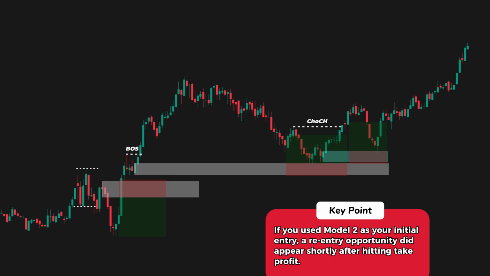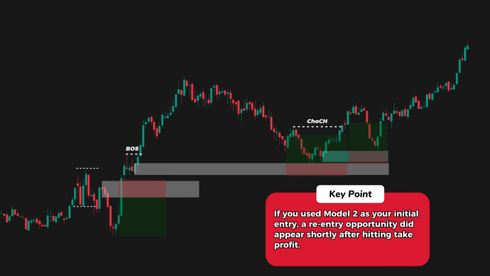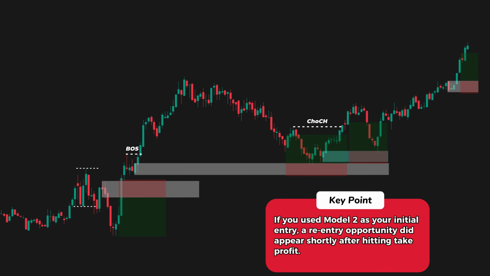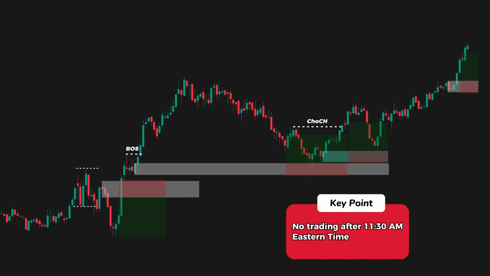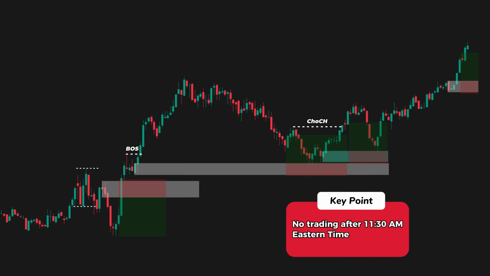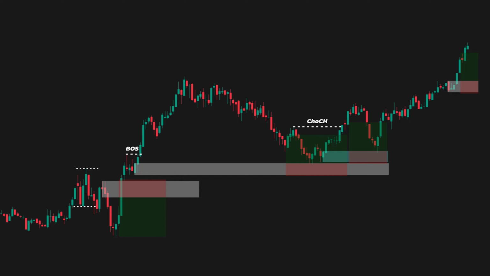However, if you use model 2 as your initial entry, a re-entry opportunity did appear shortly after hitting take profit. Since it was already past 11:30 a.m. Eastern Time, we followed our trading rules, canceled all pending orders, and closed the day with a solid 1% net gain, demonstrating discipline and consistency in execution.